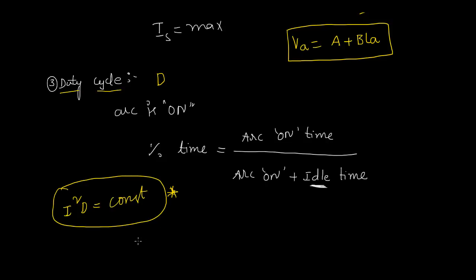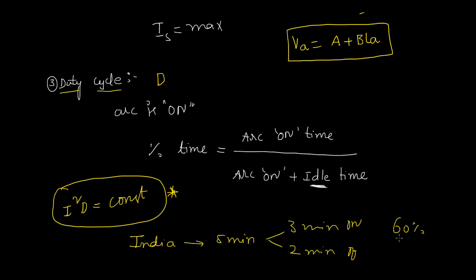In India, we follow the duty cycle as 5 minutes. That means 3 minutes on and 2 minutes off. So that means the percentage of time is 60%.